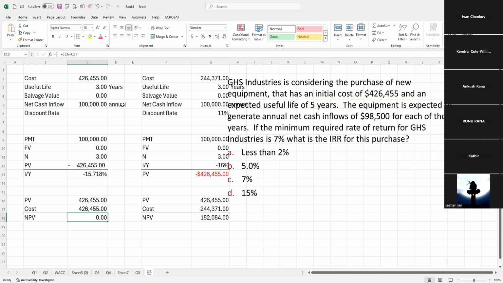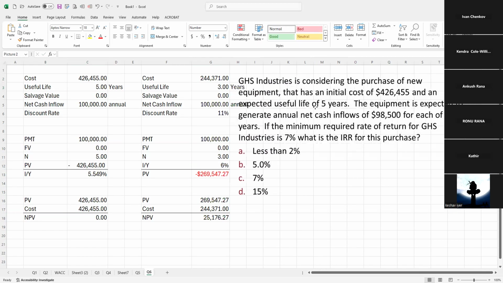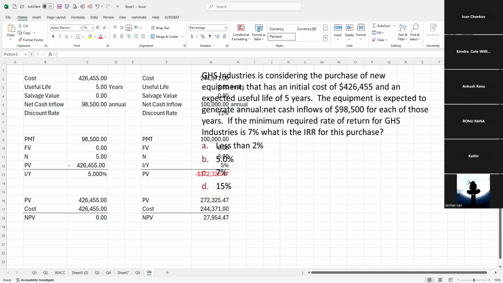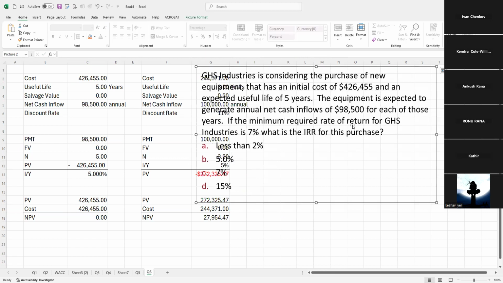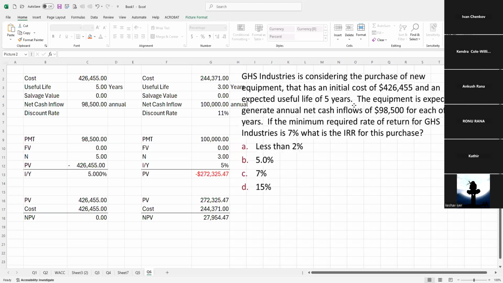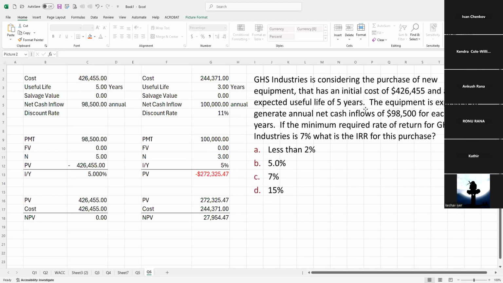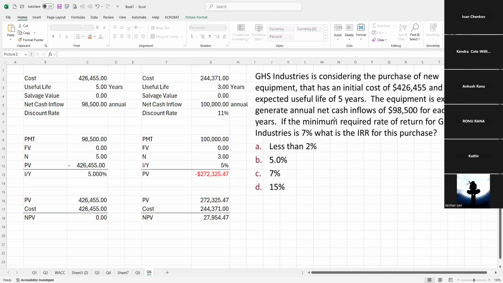Its expected useful life is 5 years. The equipment is expected to generate an annual cash inflow of 98,500 each of those years. And the minimum required rate of return for this company is 7%. What is the internal rate of return of this purchase? We already have it. B.